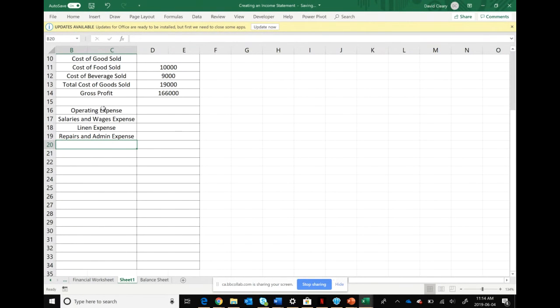Equipment, that is not a cost. Utilities expense, let's assume that that is not fixed. Let's assume it's variable, so utilities. Our interest is fixed. Small wares expense is not.